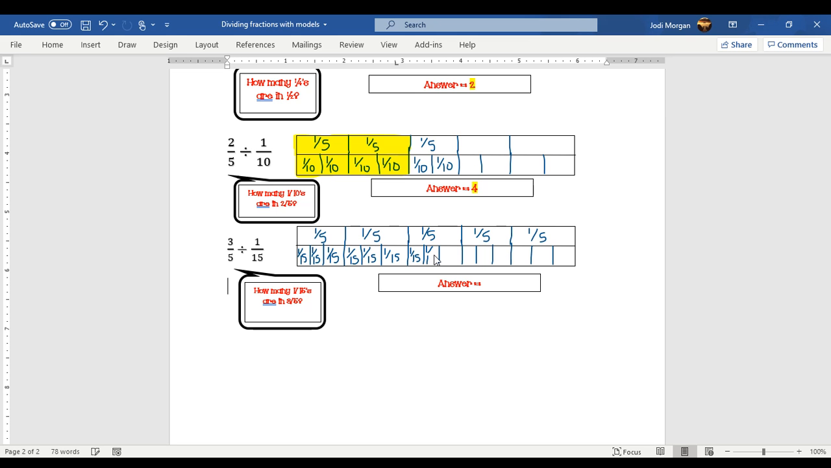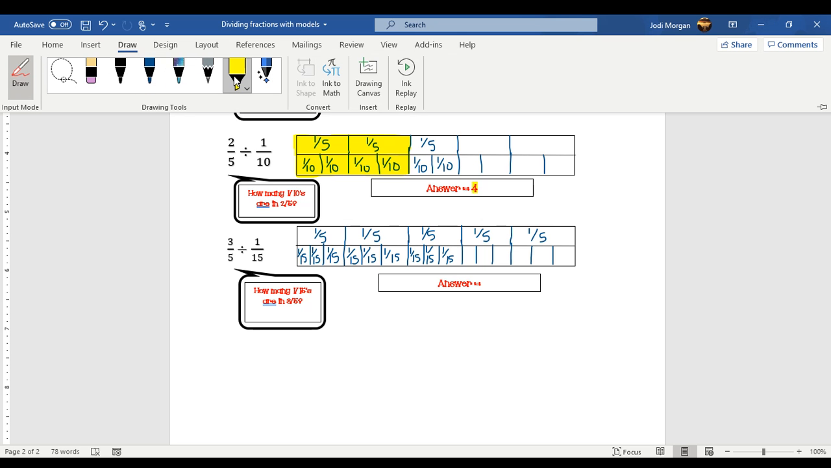All right, so once we have all of these filled in, then let's go back and solve our problem just like we did all the rest of them. Okay, I'm going to stop there because we were originally talking about 3/5. 1, 2, 3. So that's why I'm stopping right here. So now let's solve our problem. Get my highlighter. How many of these little 15ths does it take to cover 3 of these fifths?